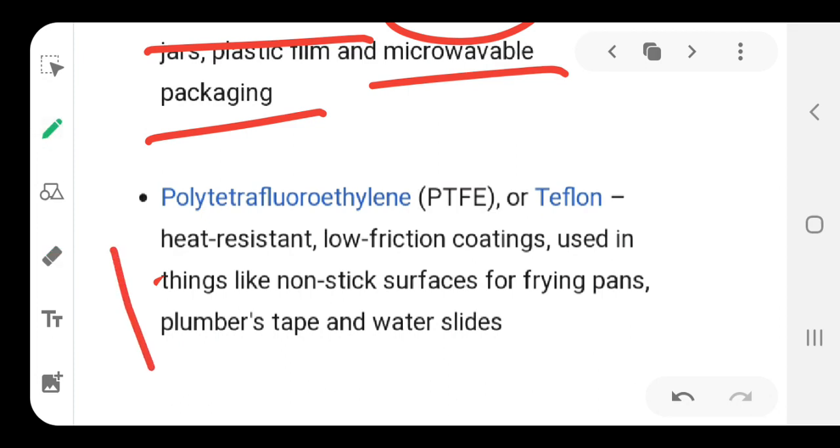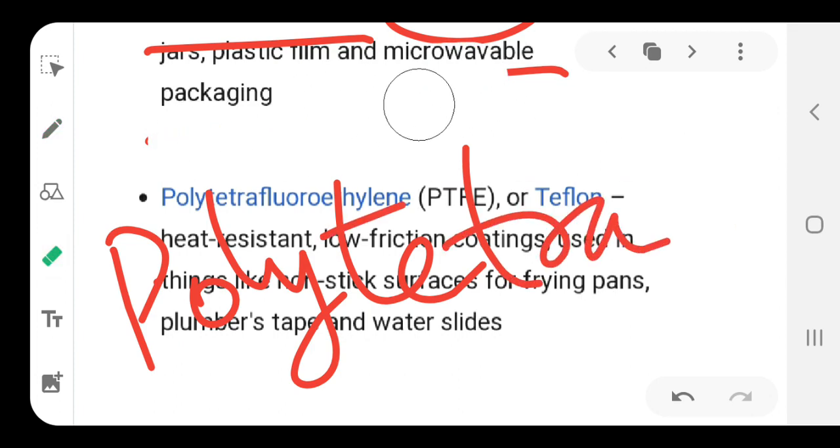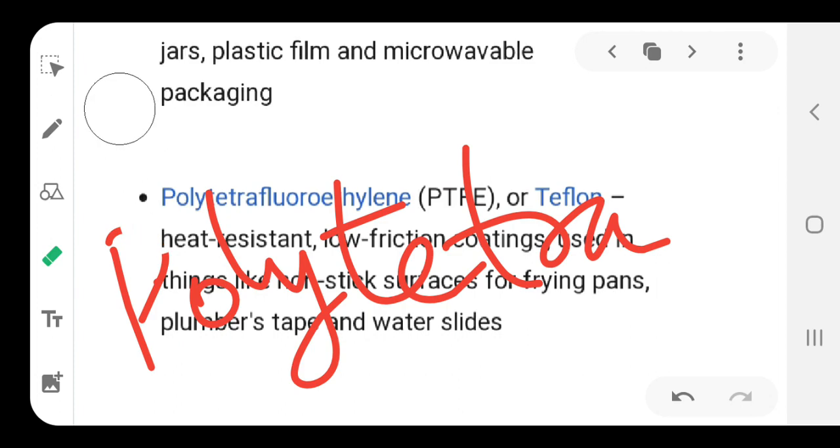Underline the word polytetra. These terms are new to you, so please write these names properly in your copies. Polytetrafluoro. Write down the word fluoro.